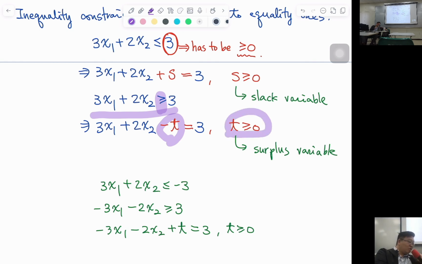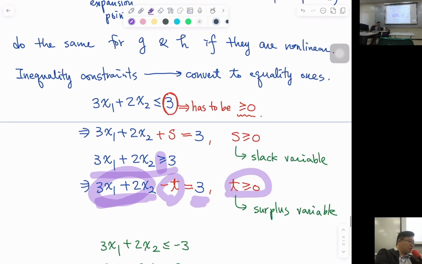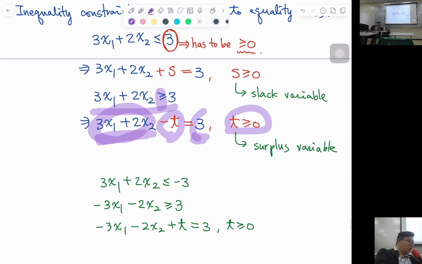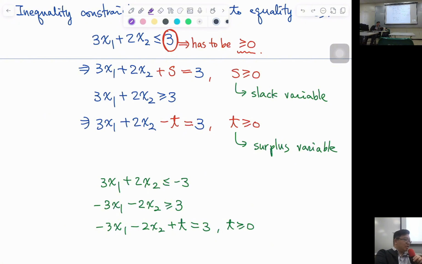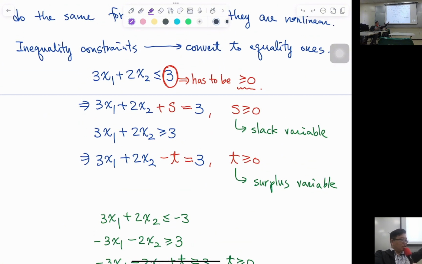Okay, so consider the equal sign, the case of 0. This term equals 3. Okay, consider the positive case. This term minus something positive equals 3. Then 3x1 plus 2x2 must be larger than 3. Right? So that's how you can observe and realize that truly the new equations are equivalent to the original equations.